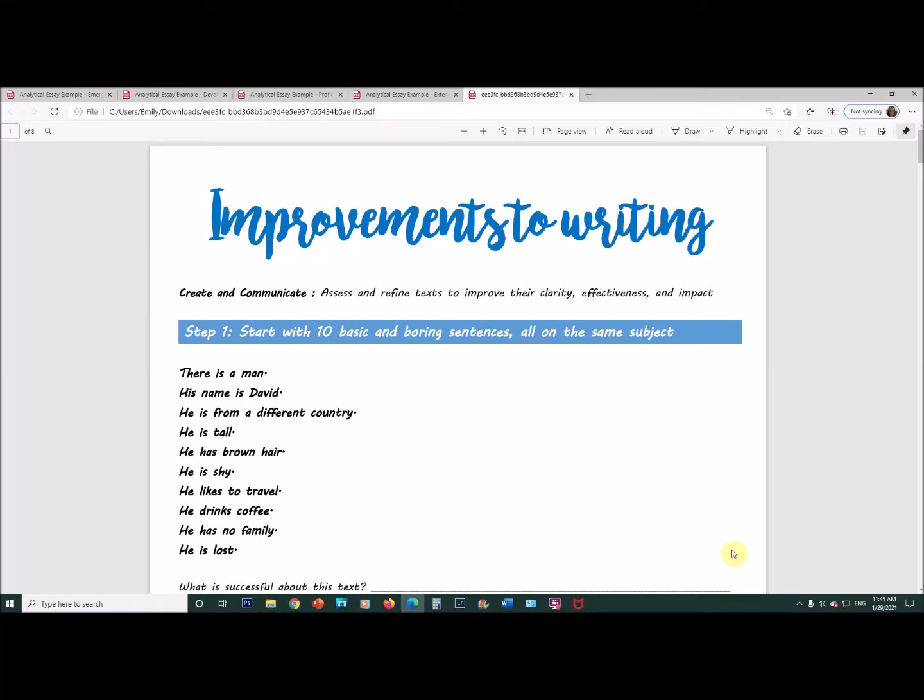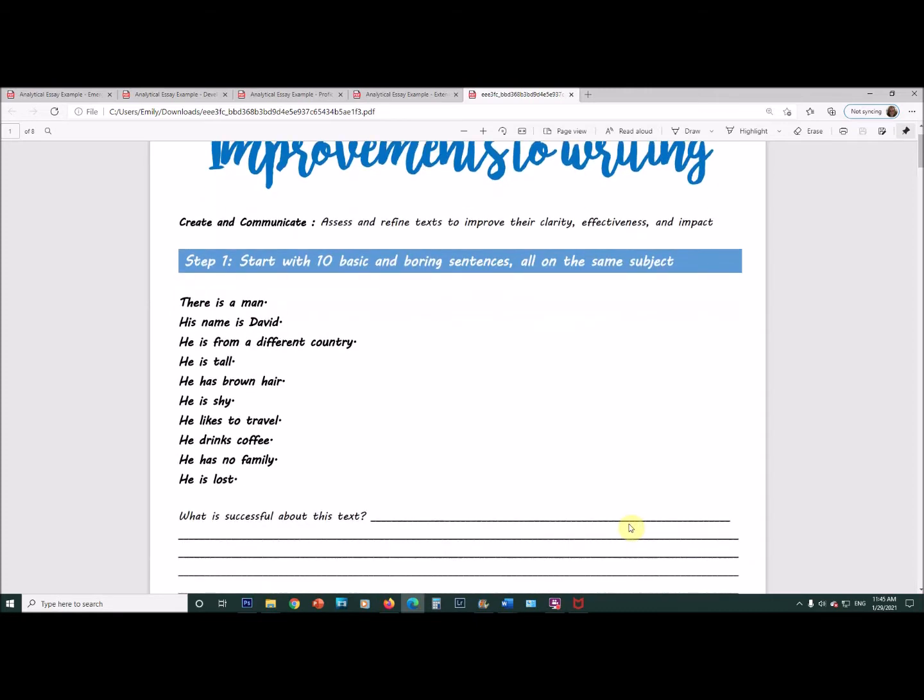What we're going to do today is I want to show you some pretty basic but straightforward and hopefully helpful ways to improve your writing. In this activity, you can do this on your own after watching this, and try it with your own stuff. I wanted to start with 10 basic and boring sentences, all on the same subject. My goal is to create the shell of a story and work my way up.